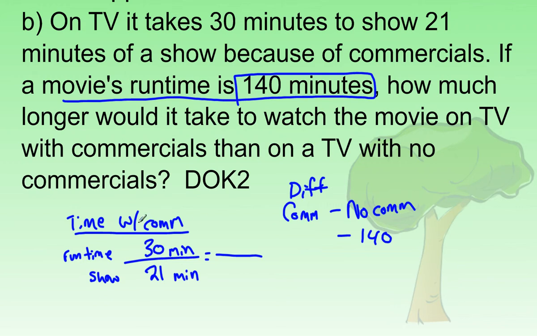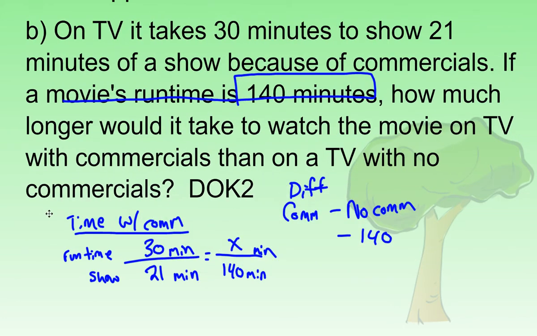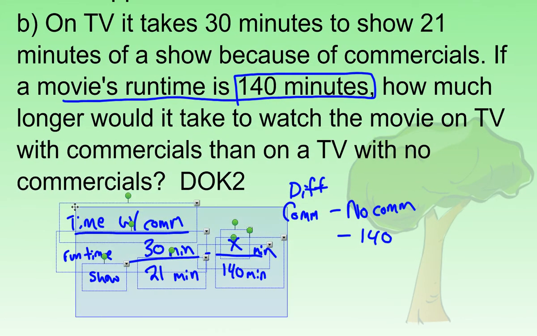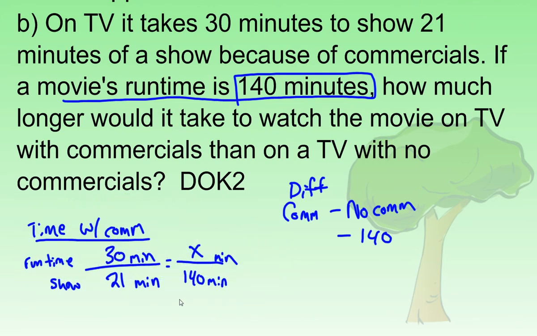And I'm trying to find out the time with commercials, which would be the runtime. I don't know this, but I know the show, the movie, is 140 minutes. In this particular example, do you notice how I put these extra things out here, the runtime of the show? That is important because my labels in my proportion are all minutes, and it would be confusing with the minutes. So this extra little piece out here just shows me this is how long it's on TV, and this is how long the actual show is.